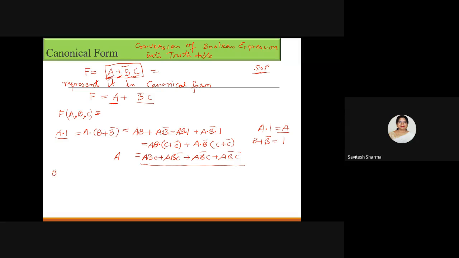So the second term is my B bar dot C. So here again A is missing. So I will do again the same thing. I will introduce 1 and I will introduce the missing variable A here, and I will write A plus A bar, and then I will do multiplication as we did in mathematics.